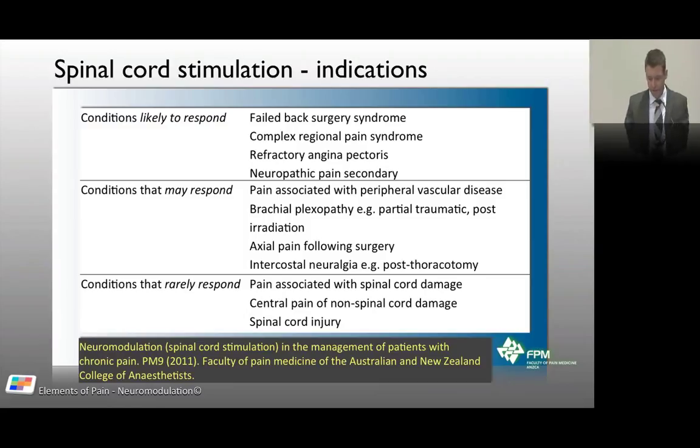And then, of course, rarely respond with spinal cord damage. So if you haven't got a spinal cord, it doesn't work. If you haven't got some kind of transection of the spinal cord, stimulation doesn't work. And that might be because of the whole ascending, descending pathways that are involved.